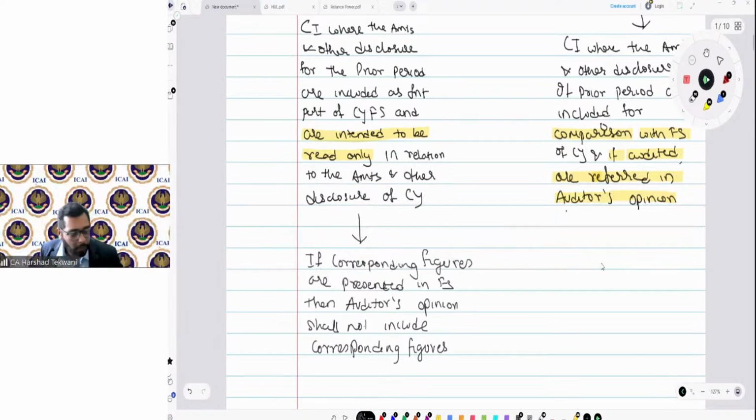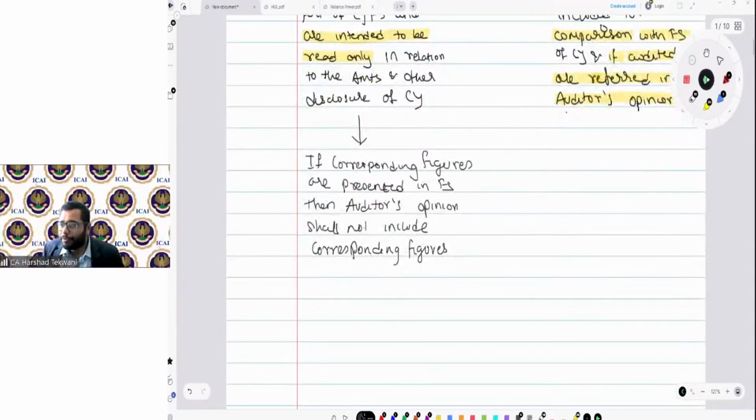Now, there are some exceptions when I am required to issue an opinion on my corresponding numbers. There are scenarios where I am supposed to issue an opinion on corresponding numbers. So this is an exception to this particular point. Now we'll understand that particular exception.